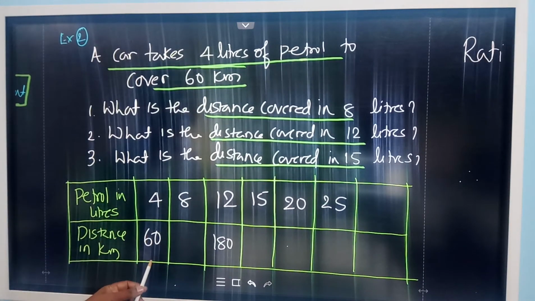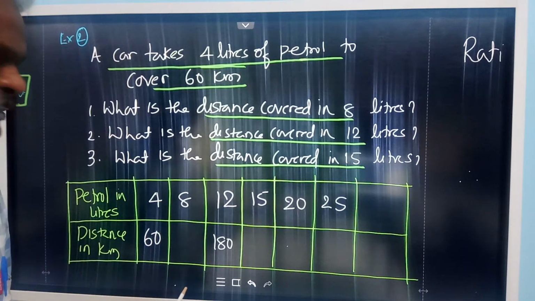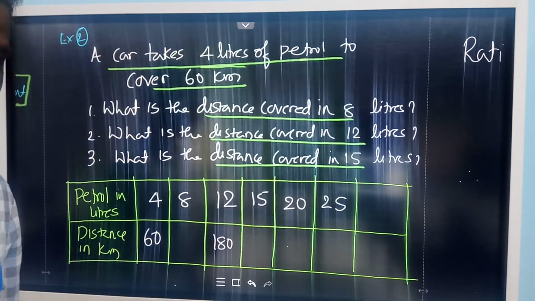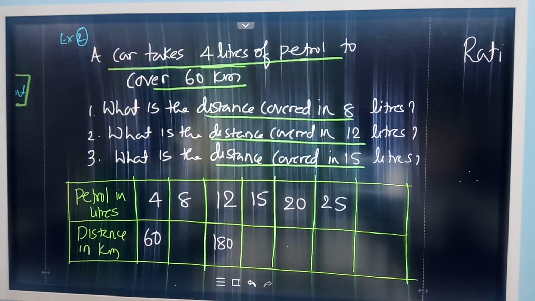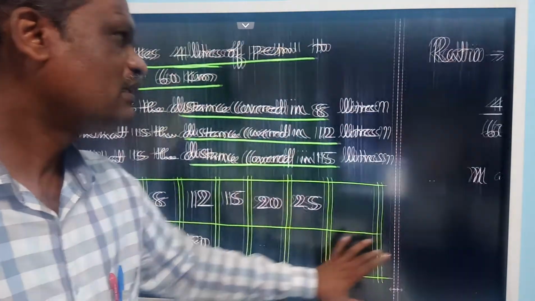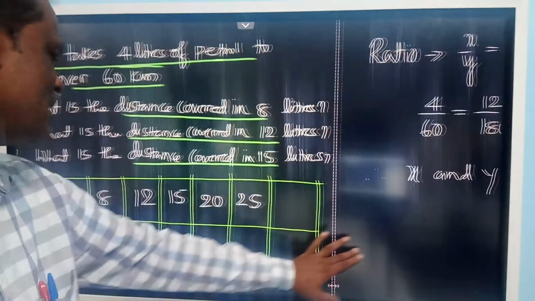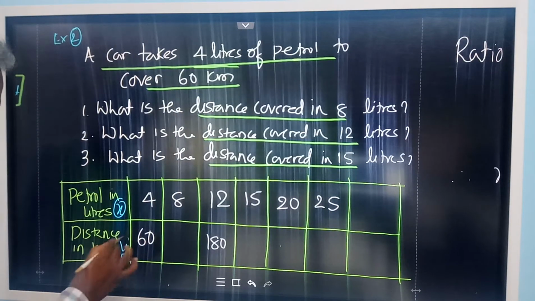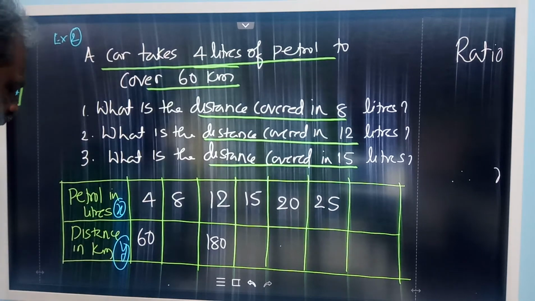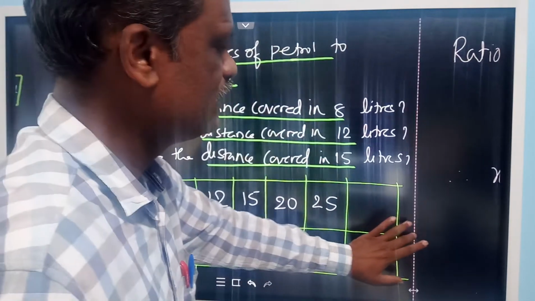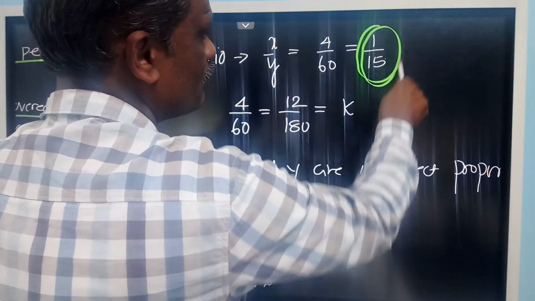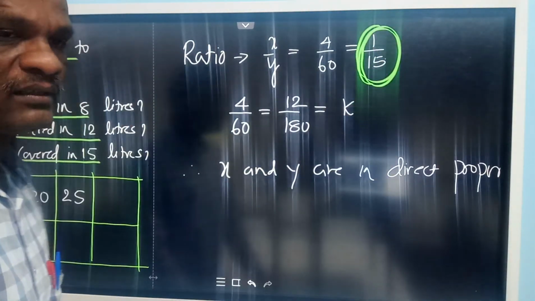If I divide 4 by 60, what answer are you going to get? The same answer you should get here also. What will you get? See, look at this: 1 by 50. So x by y. I will take this as x and this as y. Petrol is x, distance is y. X by y, what does it give? 4 by 60. What is the constant you are getting?